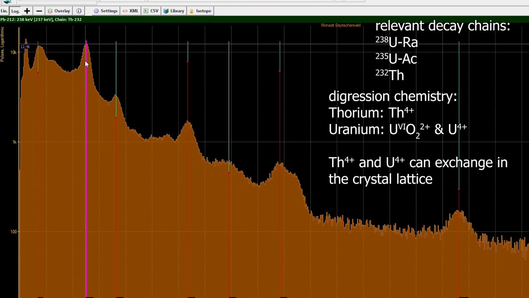Thorium can only stabilize the oxidation state of +4 under environmental conditions. Uranium can exist both as the uranyl, i.e. the uranium-6+, and the uranium-4+. Depending on the mineral, it is possible that uranium-4+ can sneak into the crystal lattice of the mineral that actually contains thorium, and vice versa. So if your peaks in a mineral do not match the nuclides of the two uranium decay chains, perhaps check the thorium line.